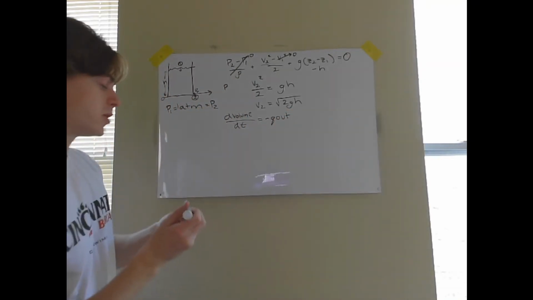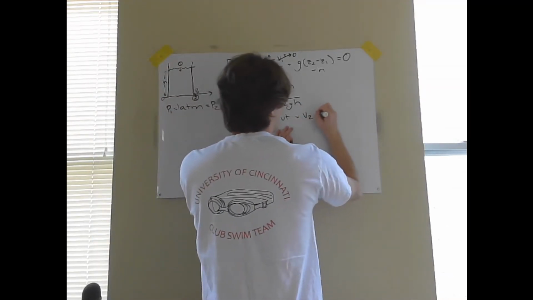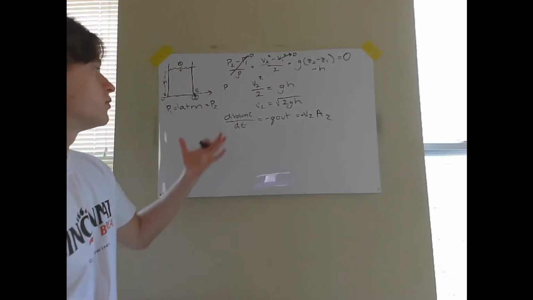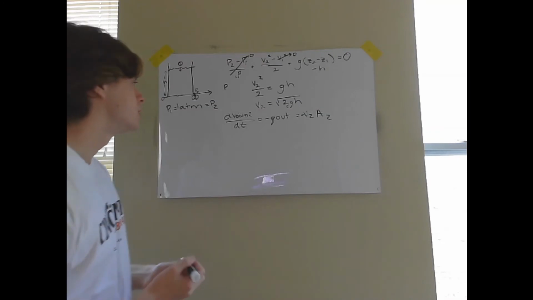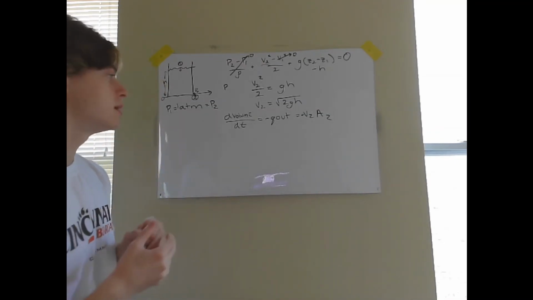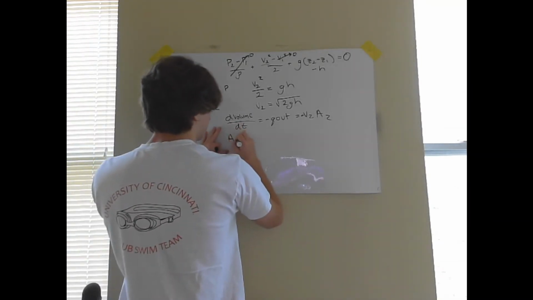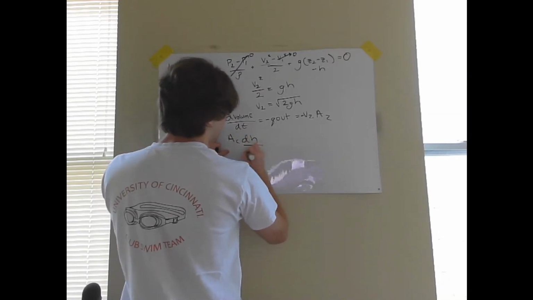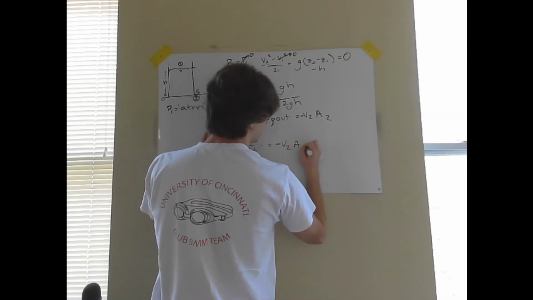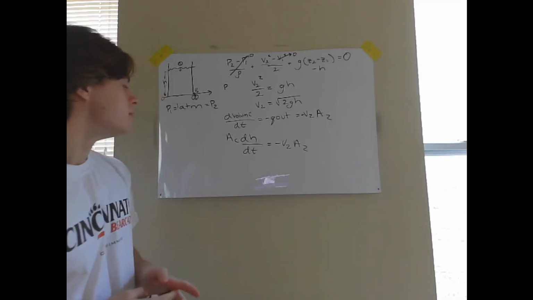To get the volumetric flow that's coming out, it's just going to be the velocity at the hole times the cross-sectional area of the hole. From here, we can use that volume is equal to the cross-sectional area times the height. In this problem, the cross-sectional area is constant. So it's just going to be the cross-sectional area times the change in height with respect to time, equal to the flow coming out of the tank, which is the velocity at point 2 times the area.